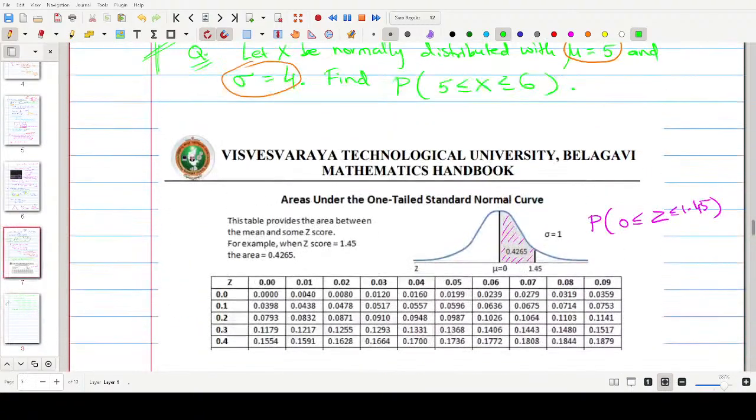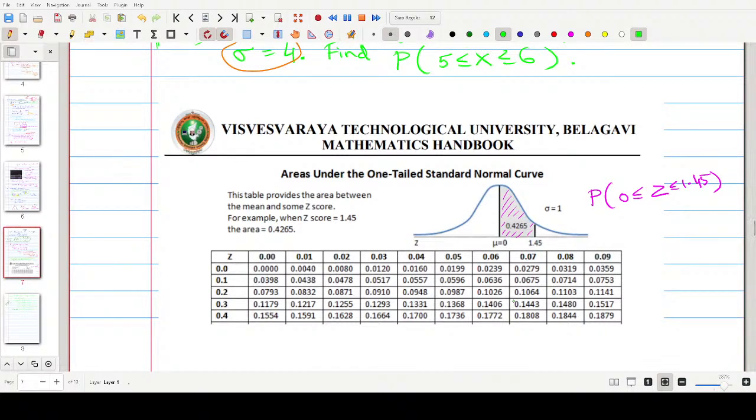Now let's look at the table. In the table, the probability of 0 less than or equal to z less than or equal to 1.45 is given by this area. But in our case, we need to find the probability that 0 is less than or equal to z is less than or equal to 0.25. Using this table, we can find that out.